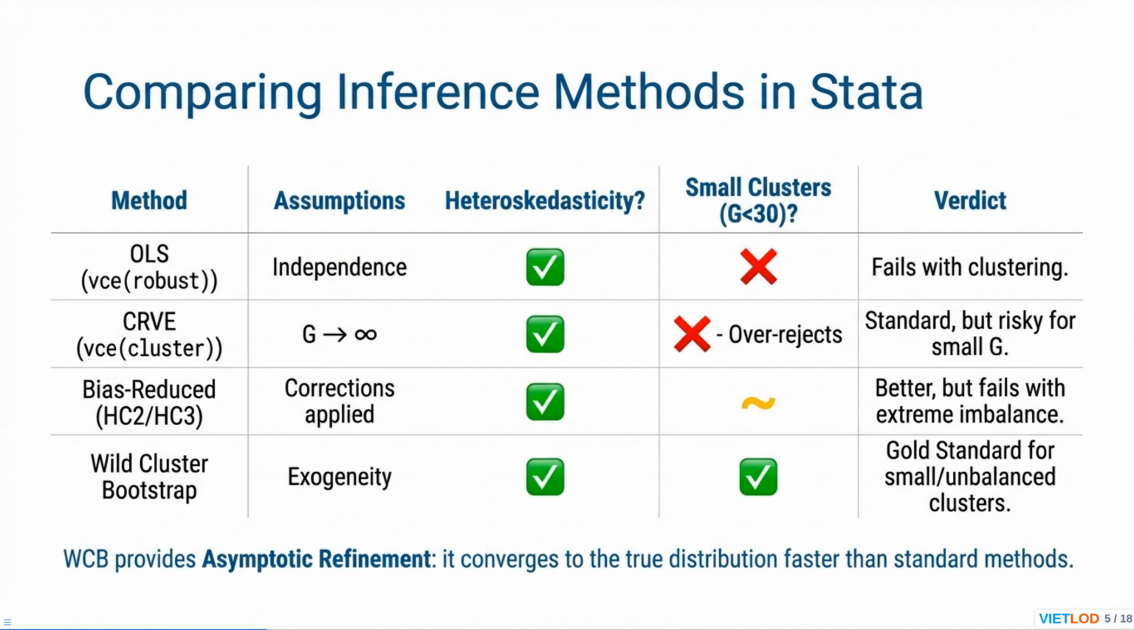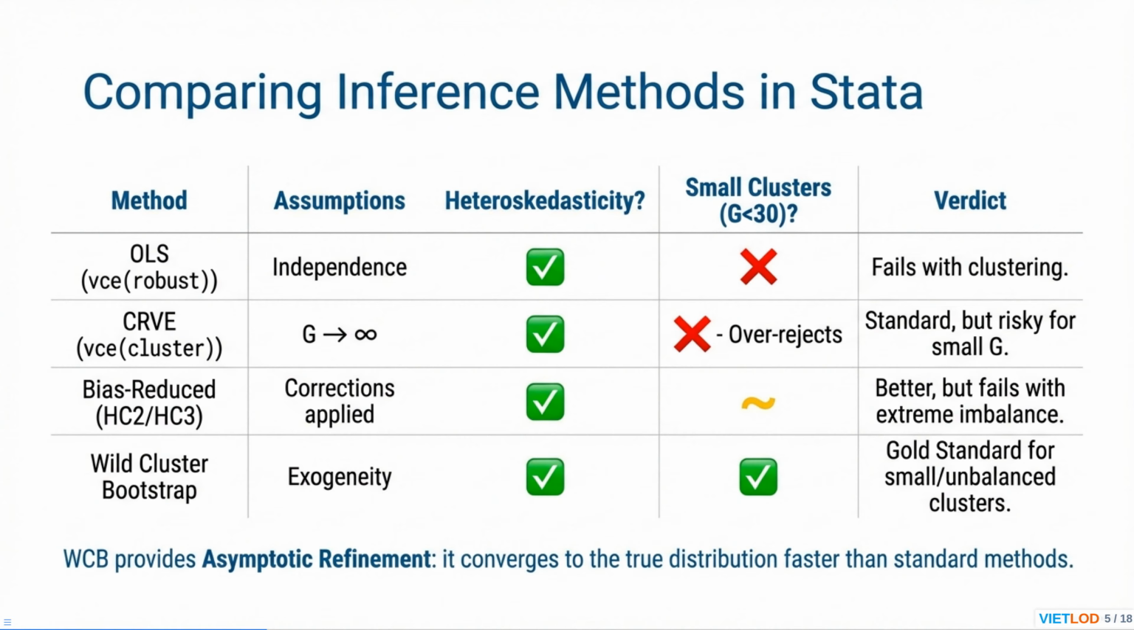This slide provides a concise comparison of different inference methods available in Stata, highlighting their suitability for various data structures. Standard OLS with robust standard errors, while common, fails when data exhibit clustering because it incorrectly assumes independence of errors. The Standard Cluster Robust Variance Estimator, or CRVE, implemented as WCB cluster, is designed to handle clustering, but as discussed earlier, it over-rejects the null hypothesis when the number of clusters G is small, making it risky for finite samples.